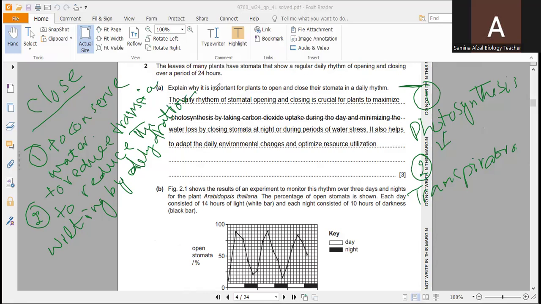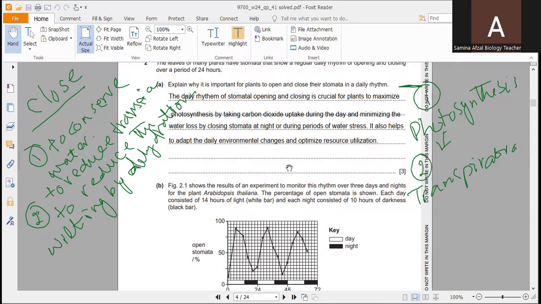So I have written this answer as well, which I want to explain. The daily rhythm of stomatal opening and closing is crucial for plants to maximize photosynthesis by carbon dioxide uptake during the day, and minimizing the water loss by closing stomata at night or during periods of water stress. It also helps to adapt to daily environmental changes and optimize resource utilization. So in this way, the opening and closing of stomata is very important.